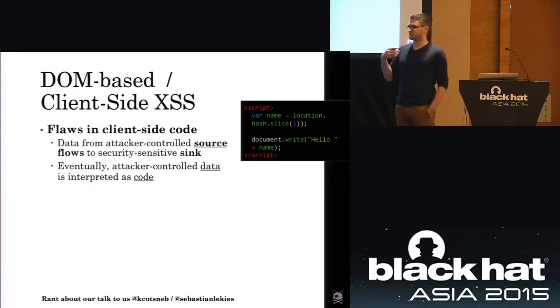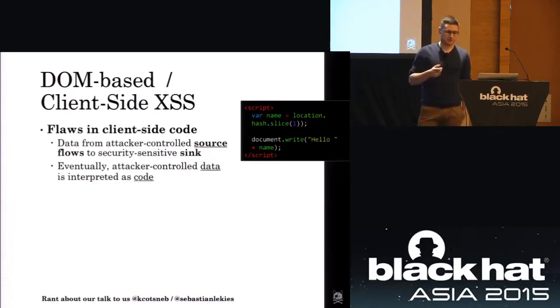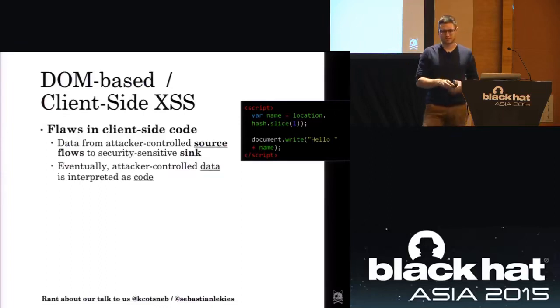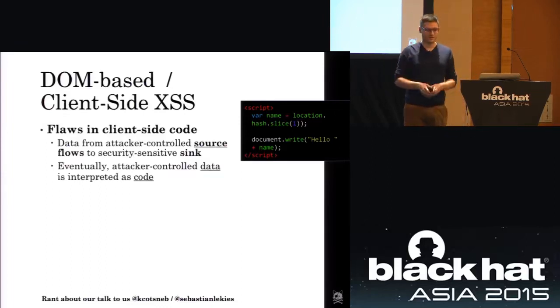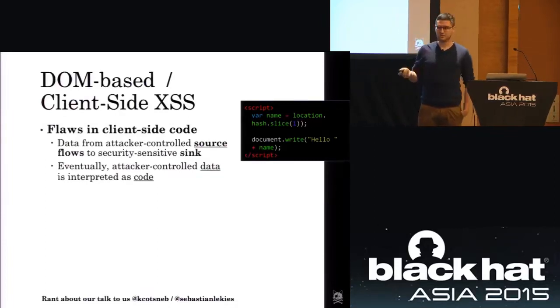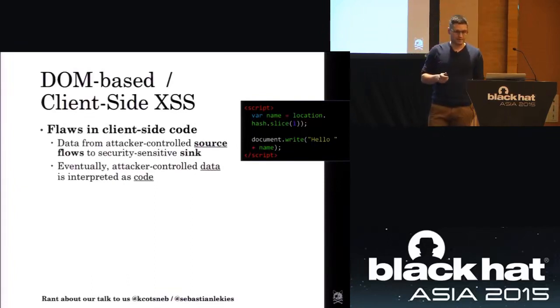To look at this in an abstract way, we have some data that is coming from an attacker-controllable source. If you look at this small example up here, this would be location.hash.slice(1), which means basically everything that is behind the hashtag in the URL. This piece of data flows through the application, and at some point it enters a security-sensitive sink, document.write. This allows you to write HTML to the DOM.